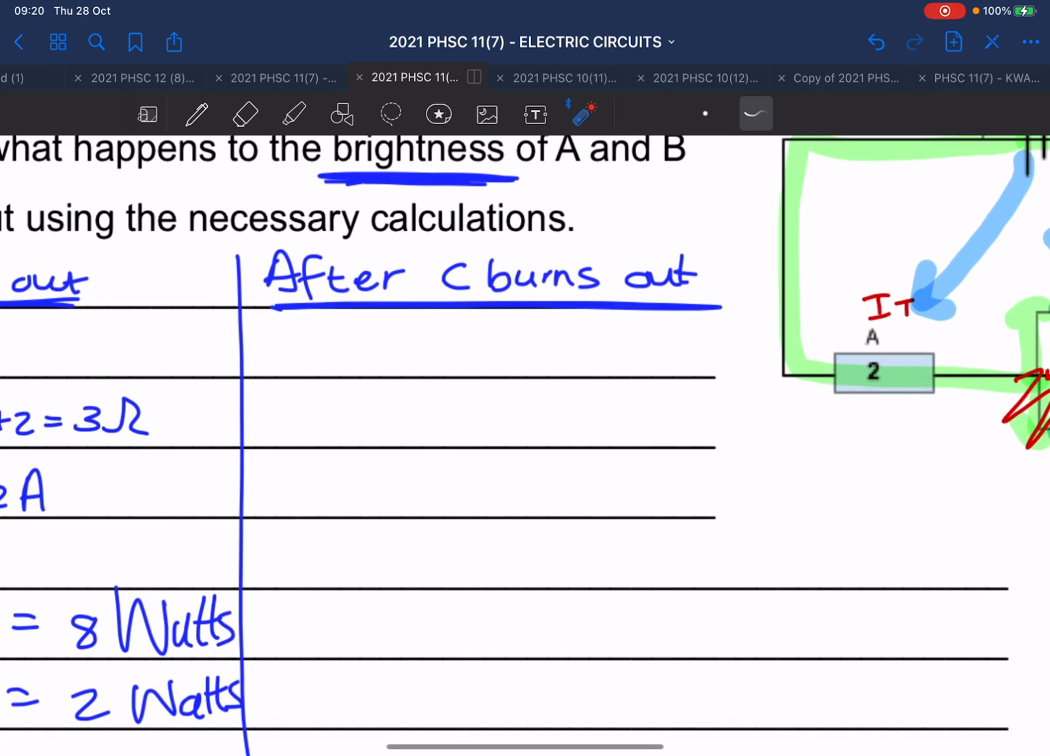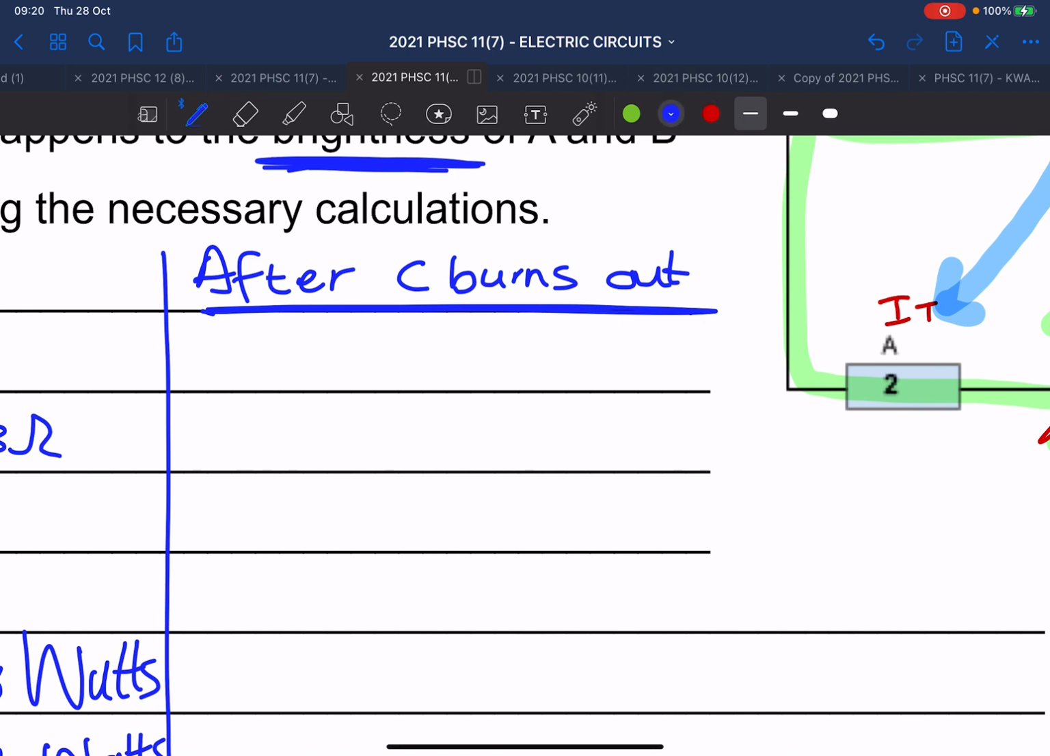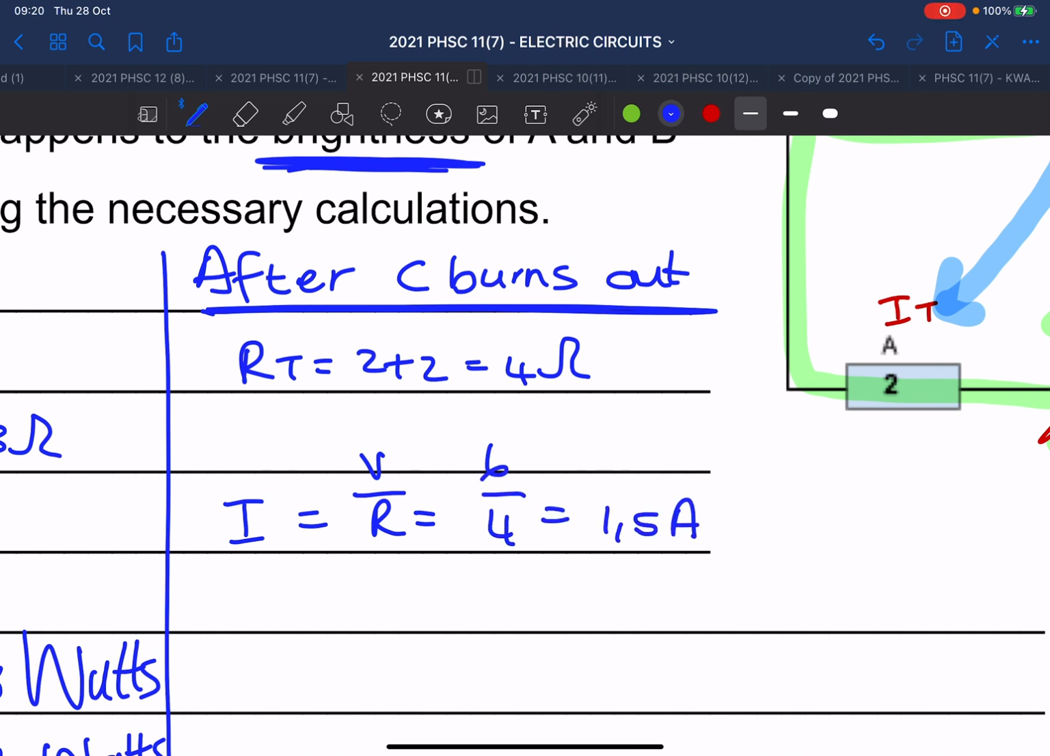Okay, well, let's just write that down. So the total current now, total resistance is now 2 plus 2, which is 4 ohms. Because now it's just in series with one another, so you don't have to do that big calculation. Now the current will be 6 divided by 4, that is 1.5 amperes.